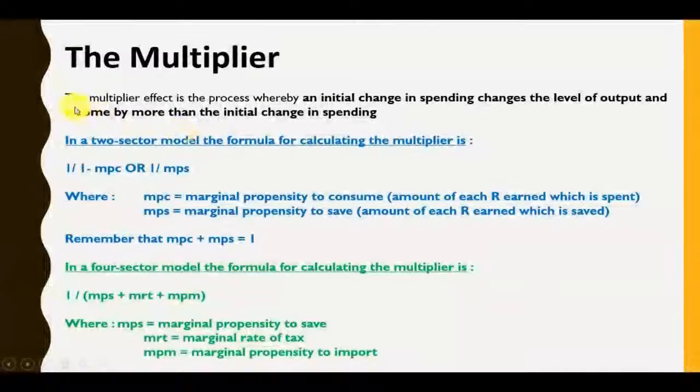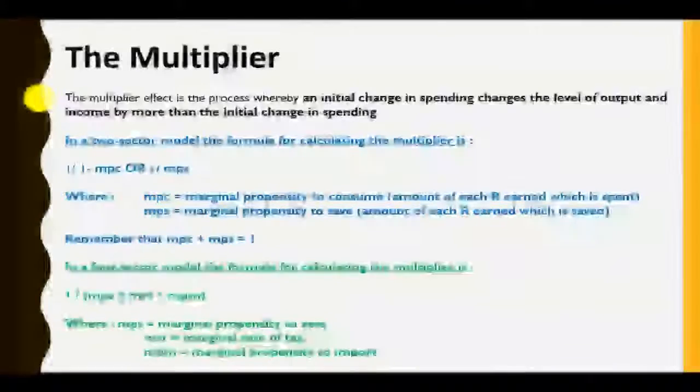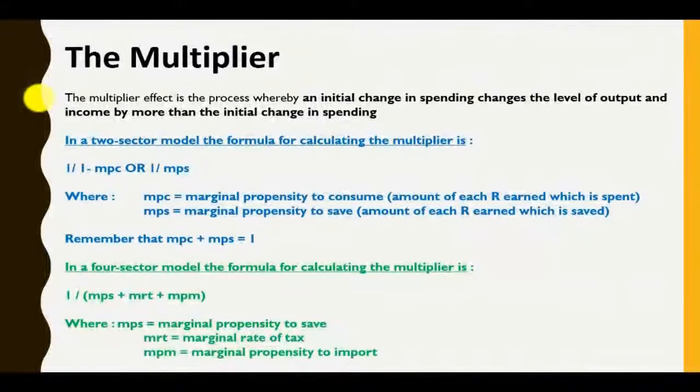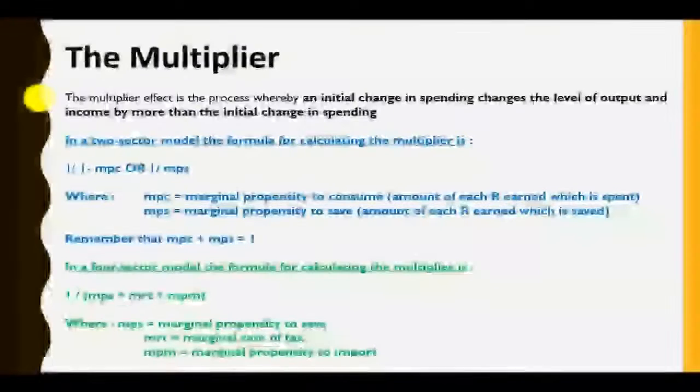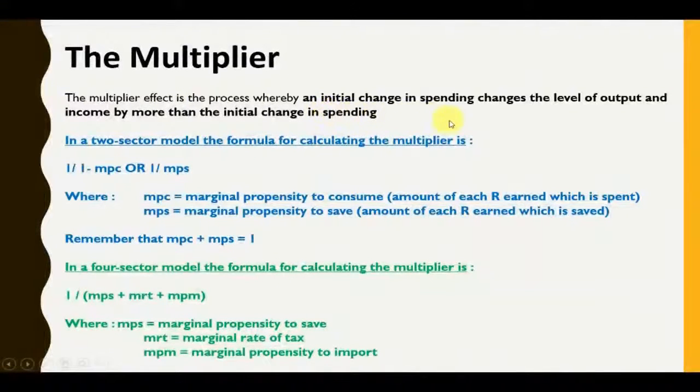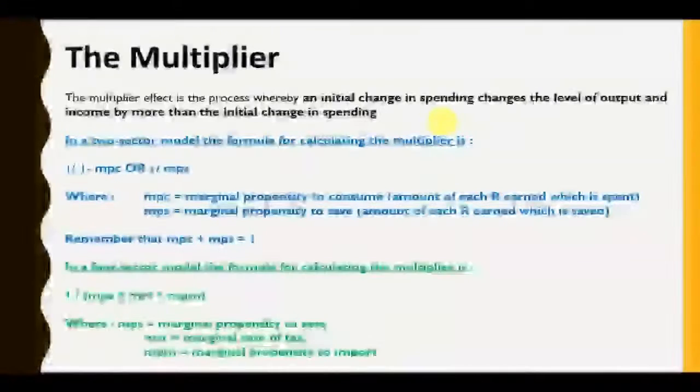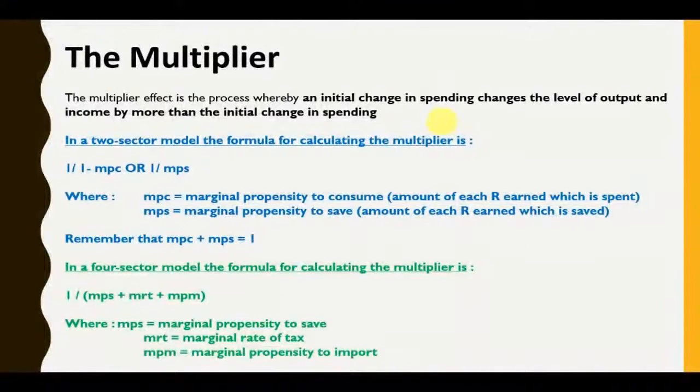So just to remind you about the multiplier, everybody, remember it's a process where there's a change in spending, and this changes the level of output and income by more than the initial change in spending. So let's just say that again. There is a change in spending in the economy. So there's an injection. For example, government is going to build a road. But the value that is added to the economy as a result of that injection is much larger than the original injection. That's what we are saying.